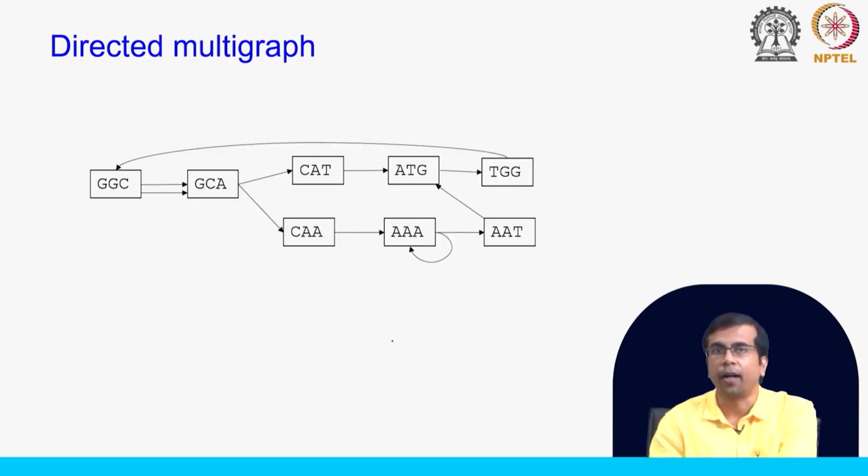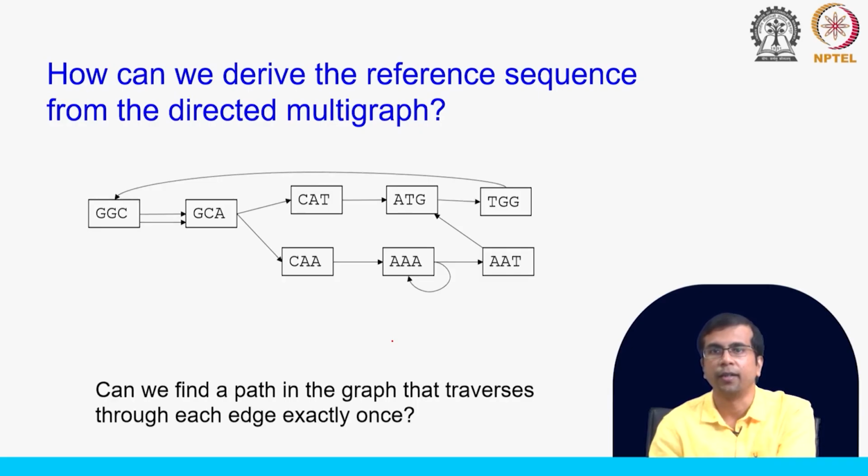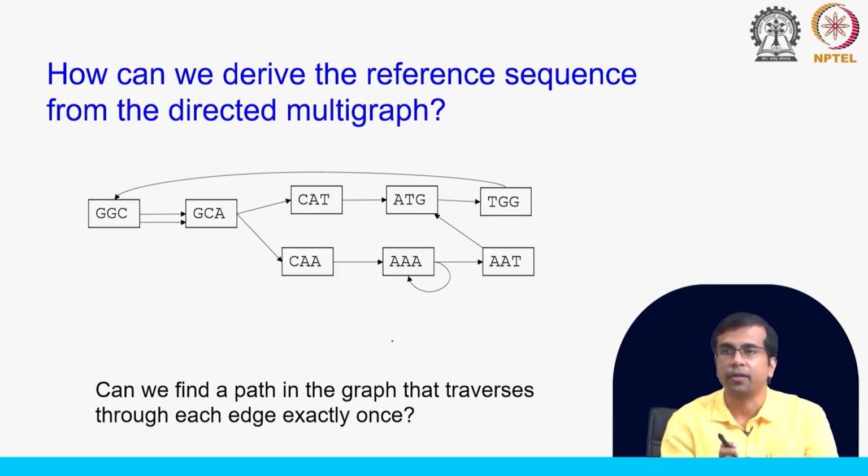So, the question is now how we can use this directed multigraph to actually determine the reference sequence. This is great, we have the directed multigraph. Now, how can we utilize this to generate the reference sequence? The question can be translated into something else. If you remember, each edge represents a k mer. So, can we find a path in that graph that traverses through each edge exactly once? If we can find a path like that, that will give us the reference genome sequence.